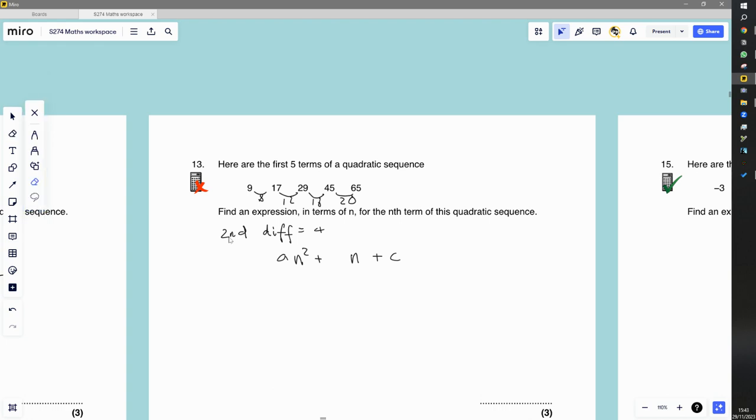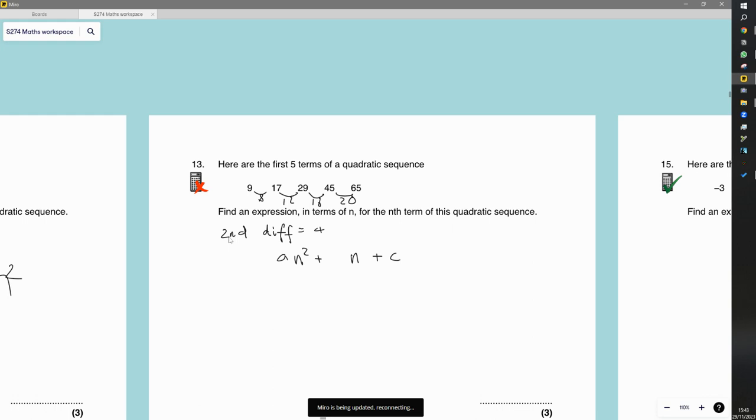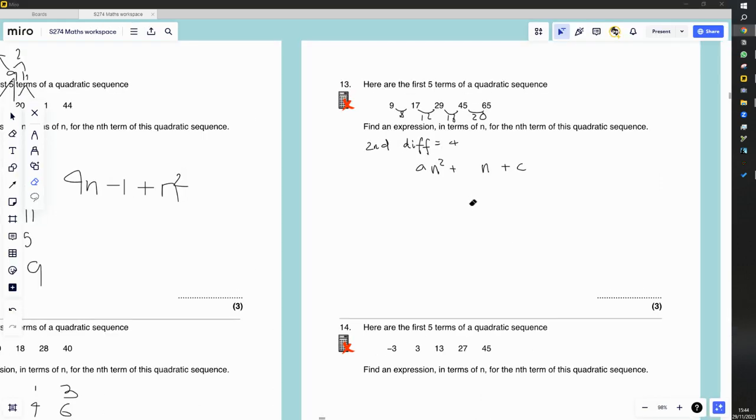Now these somethings are labelled as an squared. So a, sorry, the first something is called a. The second something is called b. And we've already labelled that one as c. So what we do to find out a is we take the second difference and we halve it. So if the second difference is 4, therefore a is 2.